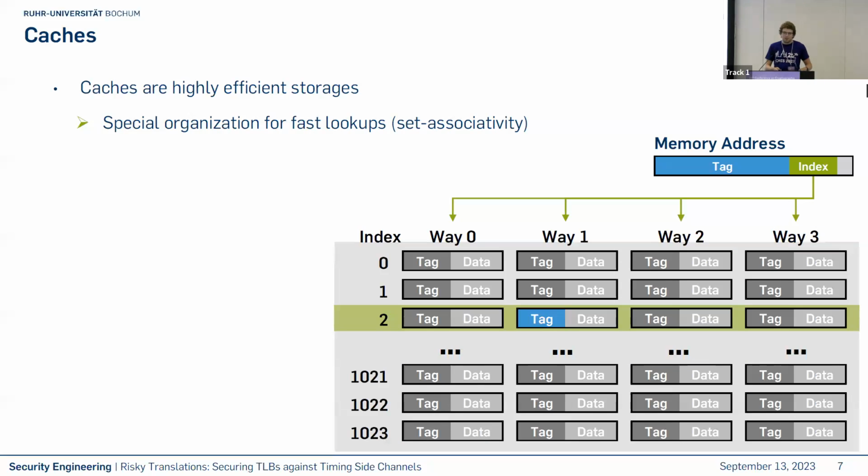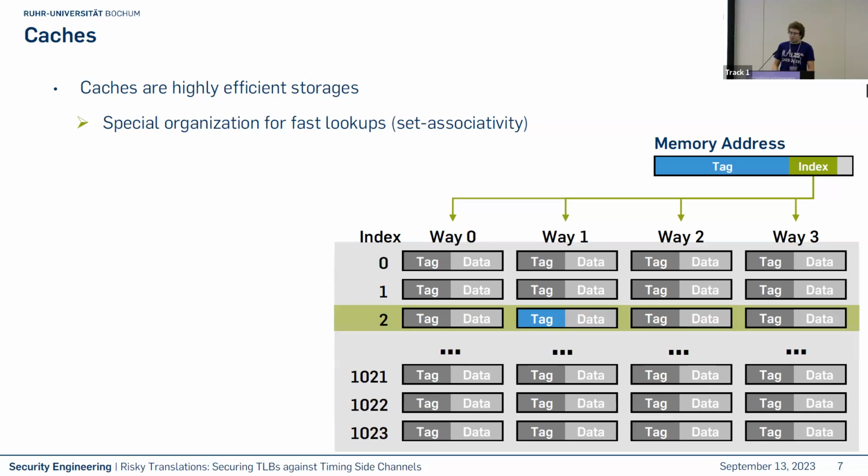So a cache is just a highly efficient piece of memory closely located to the CPU, or in our case, the MMU. And it can provide us with data much faster than if we have to request it from main memory. And to do this, they usually have a special structure, usually set associativity, and it works like this, as you can see in this example. We have a memory address and we split it into a tag and an index, and then the index basically selects a row, and then in our example here, we have 4 possible locations where the data might be.